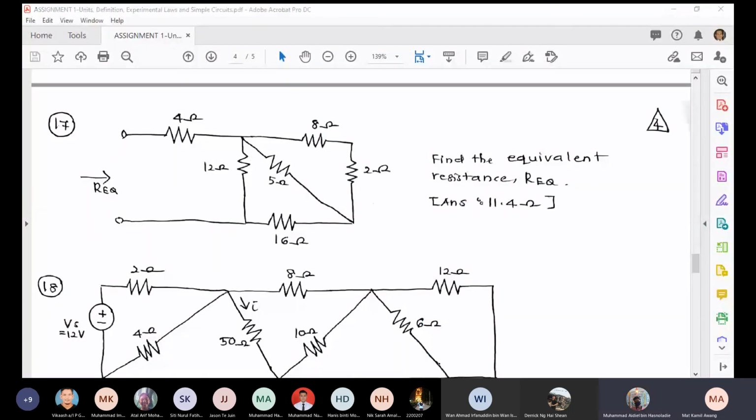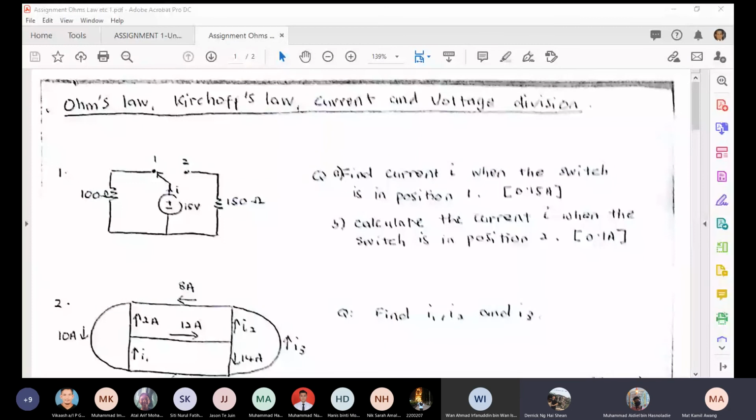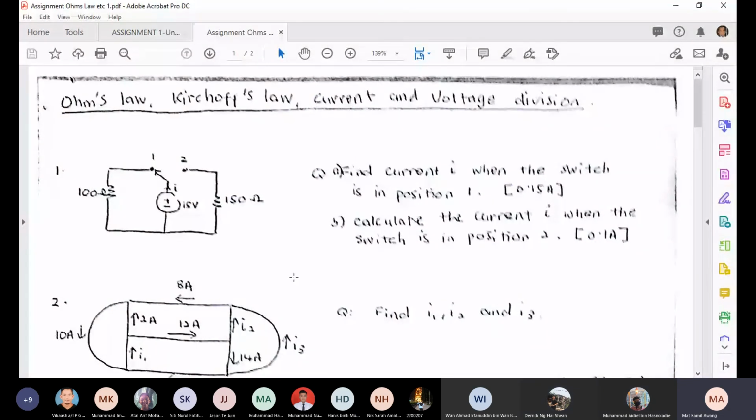Wait, let me open the other one. Okay, this one. You see the slides now? Yes, sir.